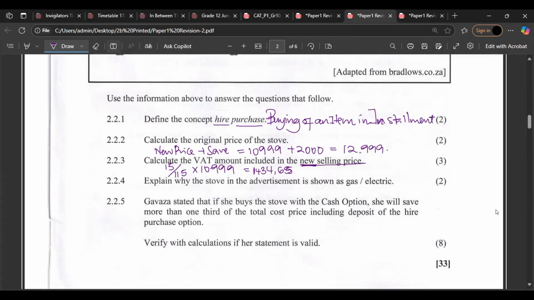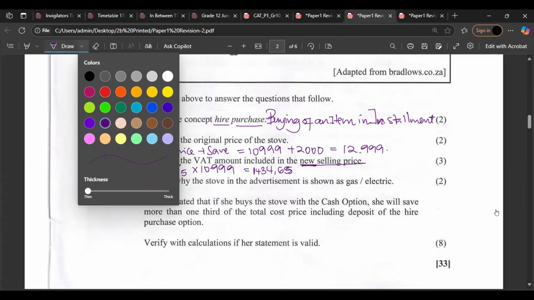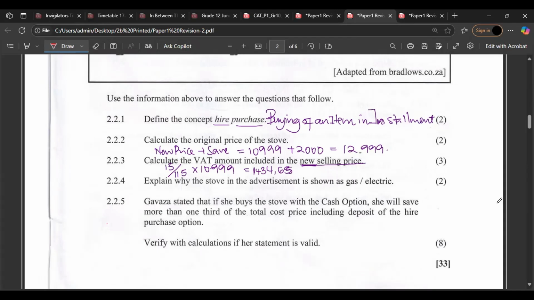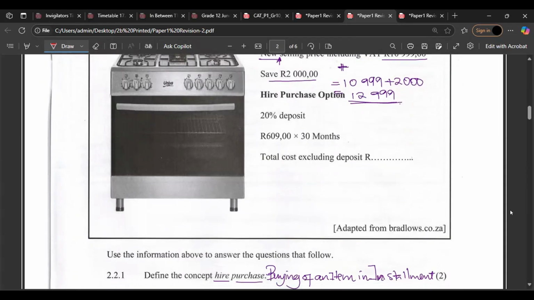Someone else would have excluded, but then that's a long method. Excluding VAT, someone else would have done this. How do we exclude VAT? The person would have taken that much money. We divide by 1,15. The amount you get there, so this is the amount excluding VAT, 9,564 rands, 35 what? Cents. This is excluding VAT.